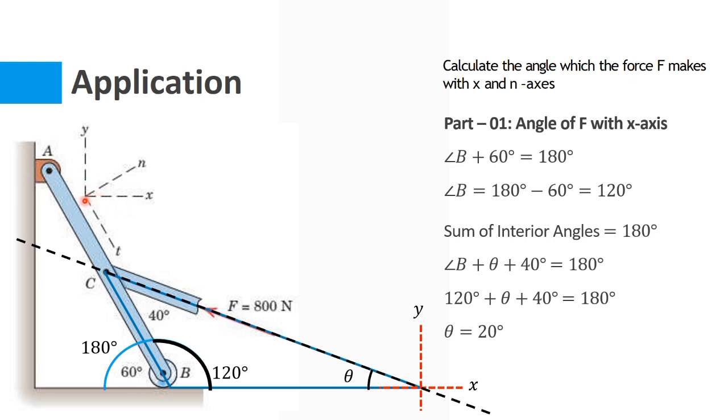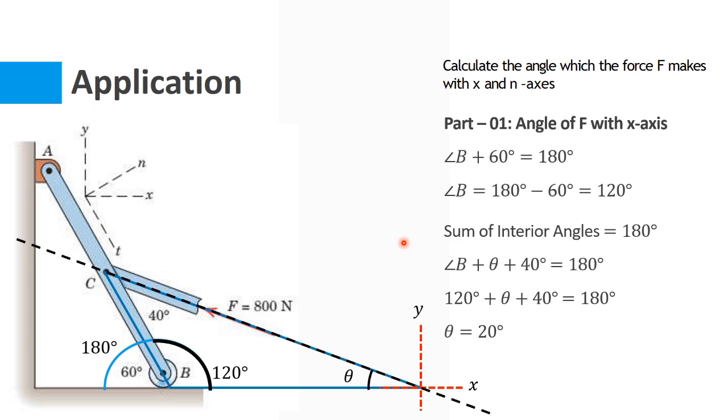And if you want to find the anti-clockwise angle of this force, this would be simply 180 degrees plus 20 degrees, so it would be 200 degrees. So these are different ways with which you can find the angles. Now we have found the angle of this force theta with the x-axis.